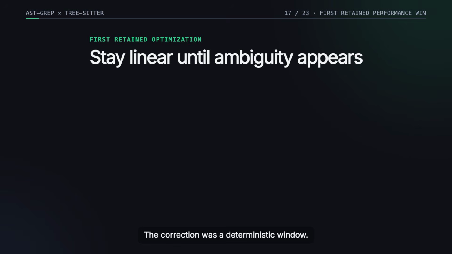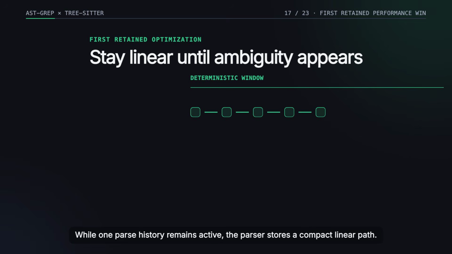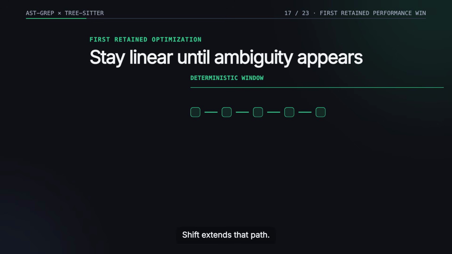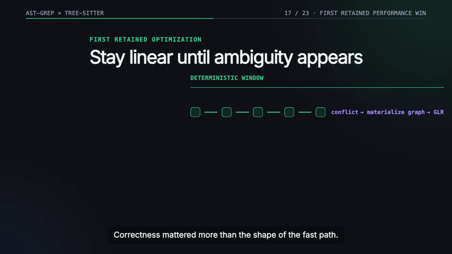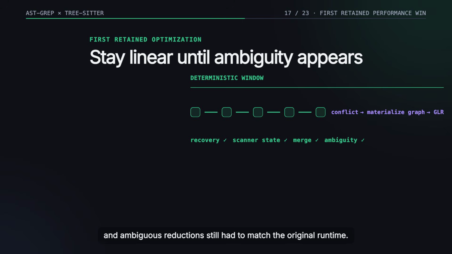The correction was a deterministic window. While one parse history remains active, the parser stores a compact linear path. Shift extends that path. Reduction walks backward through it directly. Only when the parse table presents a real conflict does the runtime materialize the full graph and continue with ordinary GLR behavior. The fallback did not disappear. It moved behind the event that required it. Correctness mattered more than the shape of the fast path. Error recovery, external scanner state, version merging, and ambiguous reductions still had to match the original runtime.